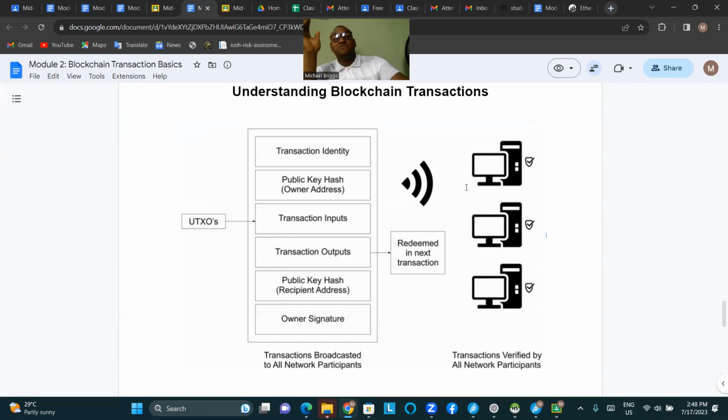And once it has been validated by the network participants or the nodes, then that transaction will be confirmed by those nodes. And once it's confirmed, it's added to the block. And once added to the block, that's it. The person receives his money. Okay? So sometimes there could be some delays.